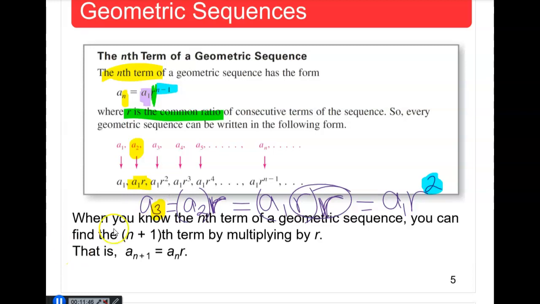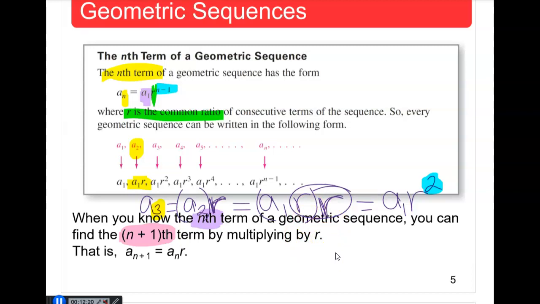So when you know the nth term of a geometric sequence, you can find the nth plus 1 term. Meaning, let's assume n is representing 9, the 9th term. To find the very next one, which will be the 10th term, that's what we're using n plus 1 for, just to generalize that it will be right after consecutively. So we could just take that and multiply one more time by r.